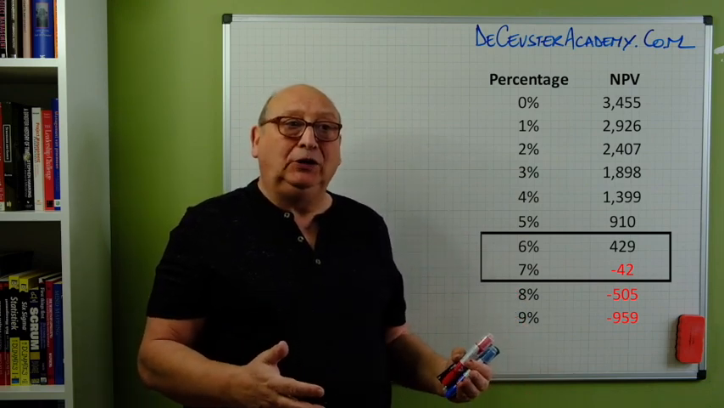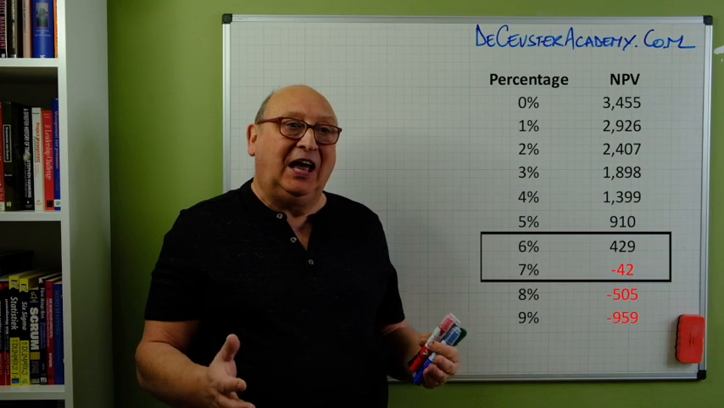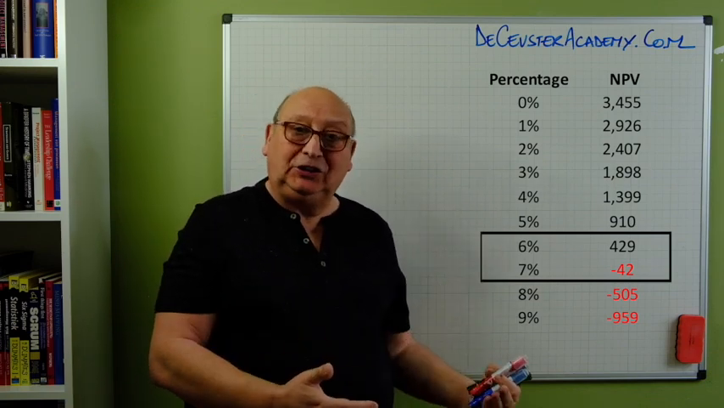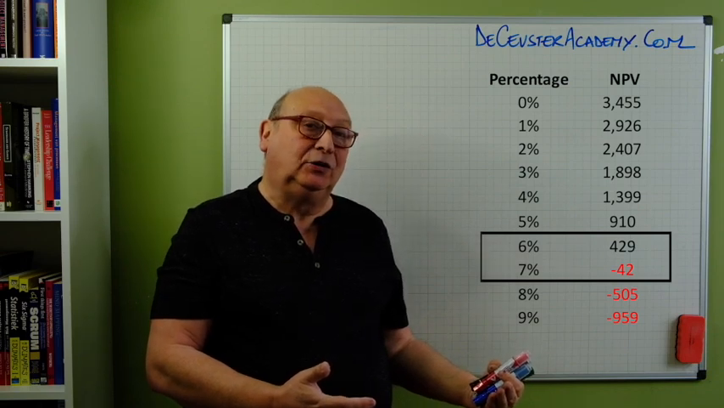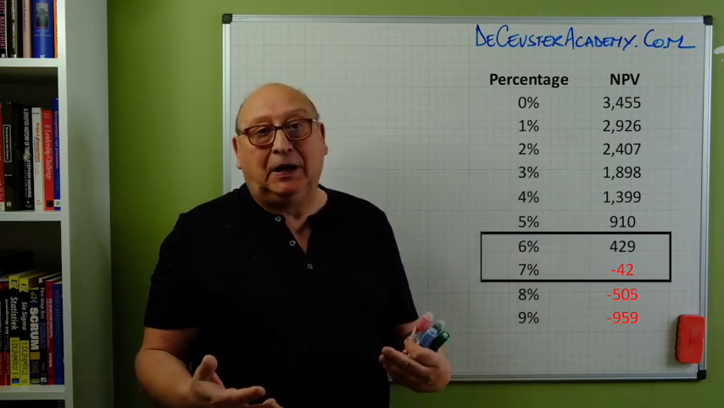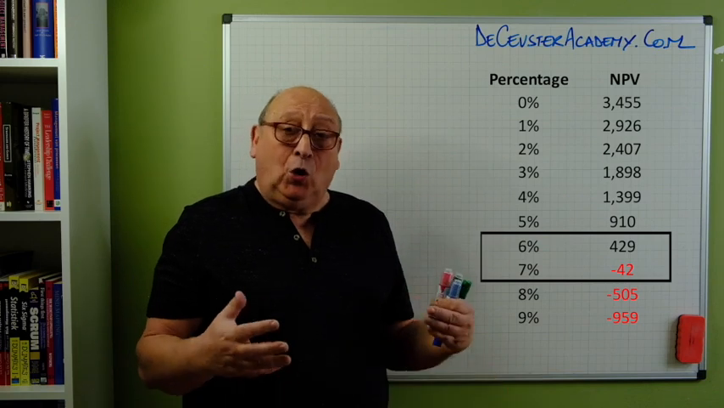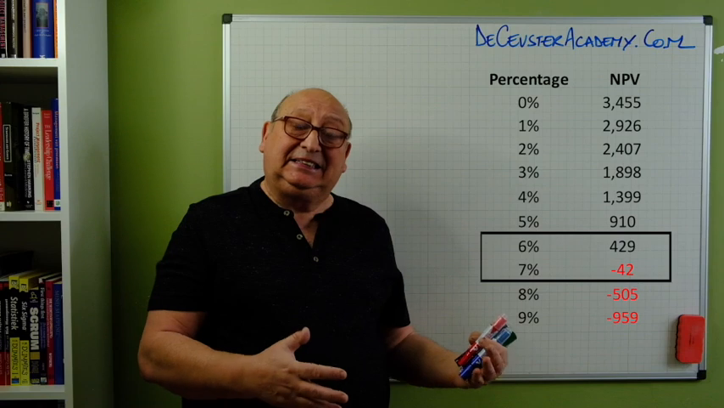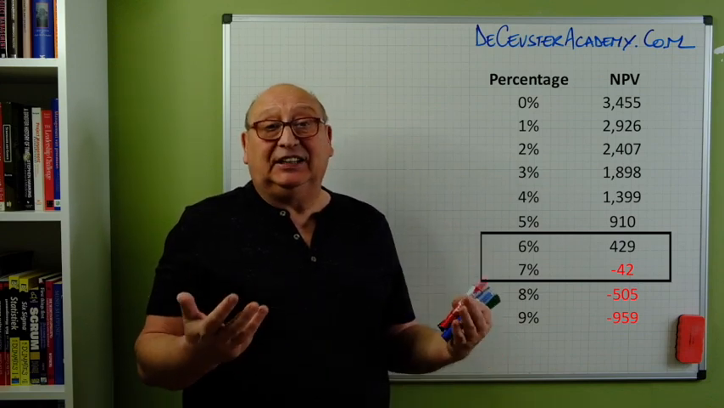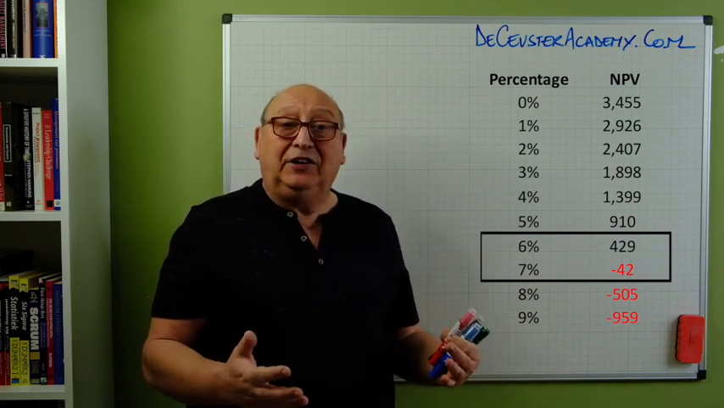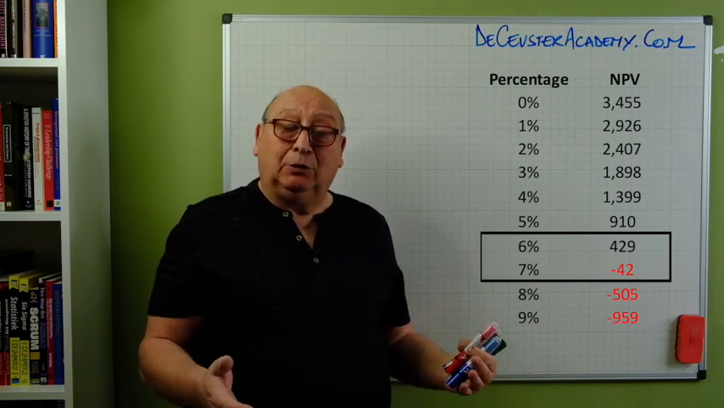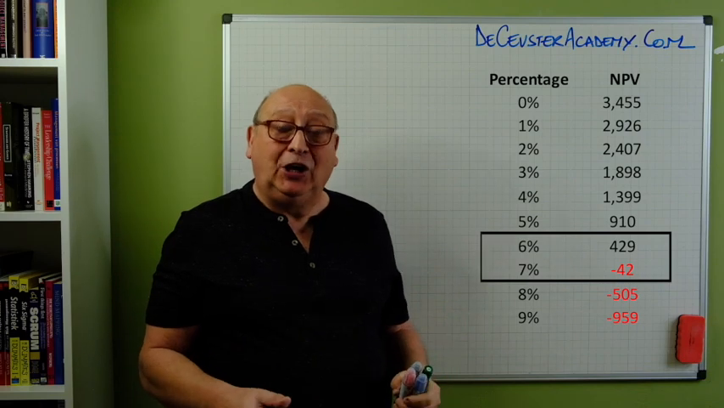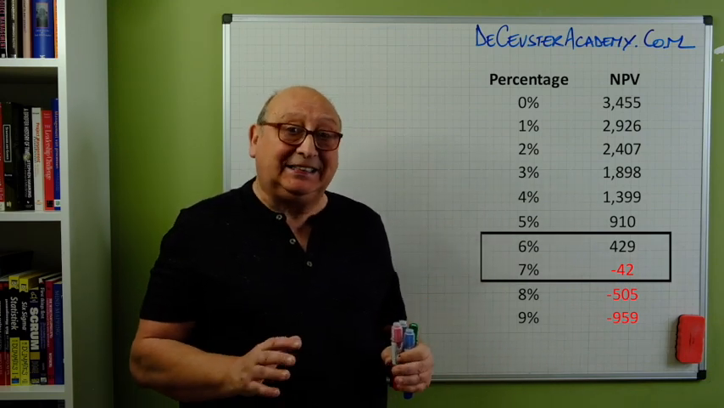But we also see when the interest rate increases, the net present value decreases. And we come to a point when we have 6 and 7%, and we see that this turns from a positive net present value to a negative net present value, which also means that somewhere in between 6 and 7%, there is an interest rate where the net present value will be equal to 0. And that's a very important point to consider.